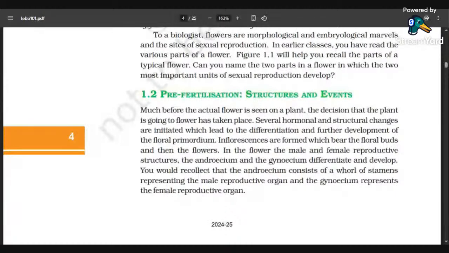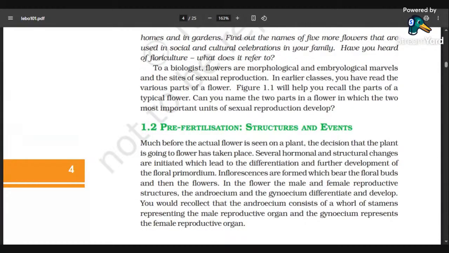To a biologist, flowers are morphological and embryological marvels and the site for sexual reproduction. In earlier classes, you have read the various parts of a flower. Figure 1.1 will help you recall the parts of a typical flower. Can you name the two parts in a flower in which the most important units of sexual reproduction develop?